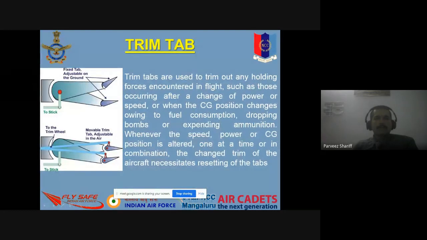Now the trim tabs of the small. Now this is your elevator. Now for the elevator, there is one more movable surface that is connected, and this surface we call a trim tab. Okay, this might be fixed or it might be movable.